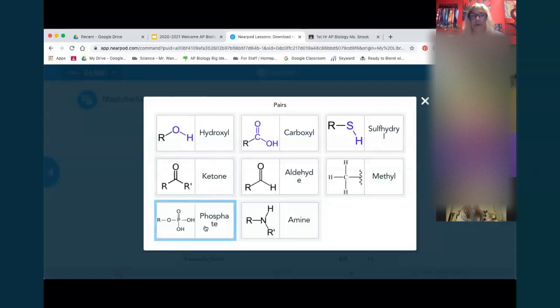Phosphates should be one that we are familiar with from nucleic acids and phospholipids. We talked about those. It's also the only one with a phosphorus, so that should be easy. The amine group, N, sometimes you'll see it with 2 hydrogens, sometimes with 3 hydrogens. It depends on what it has attached to it.